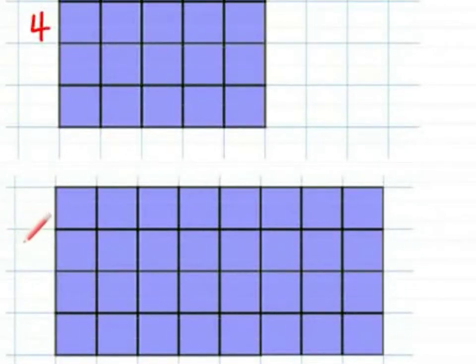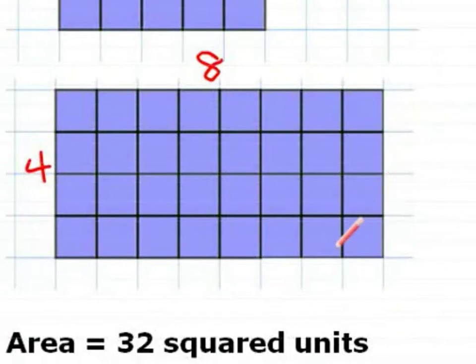I notice that the number of squares on this side is 4, and the number of squares on this side is 8. 8 multiplied by 4 is 32. This gives me my area. My area is equal to 32 square units.